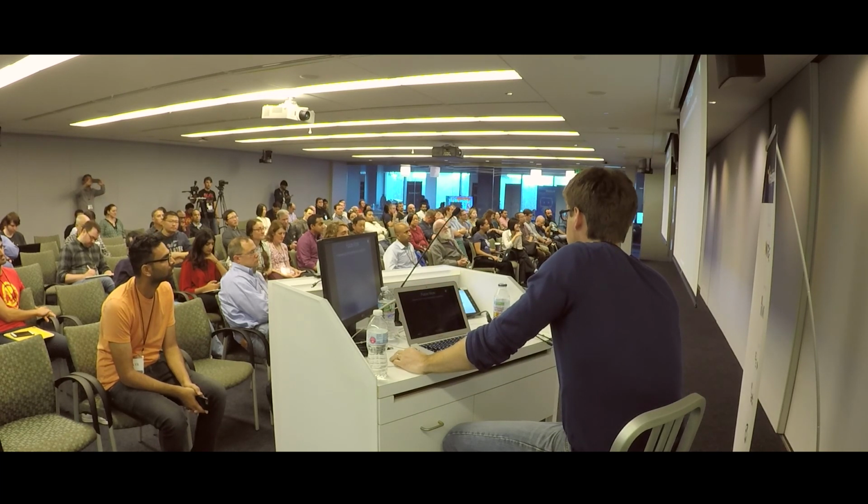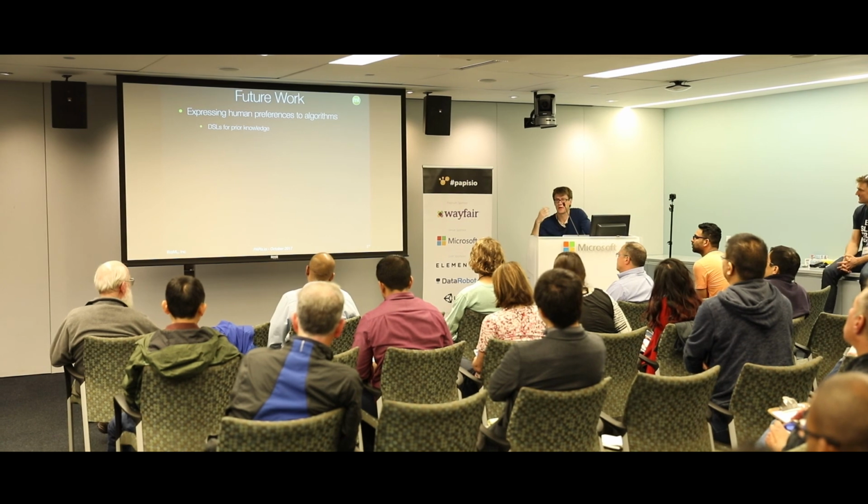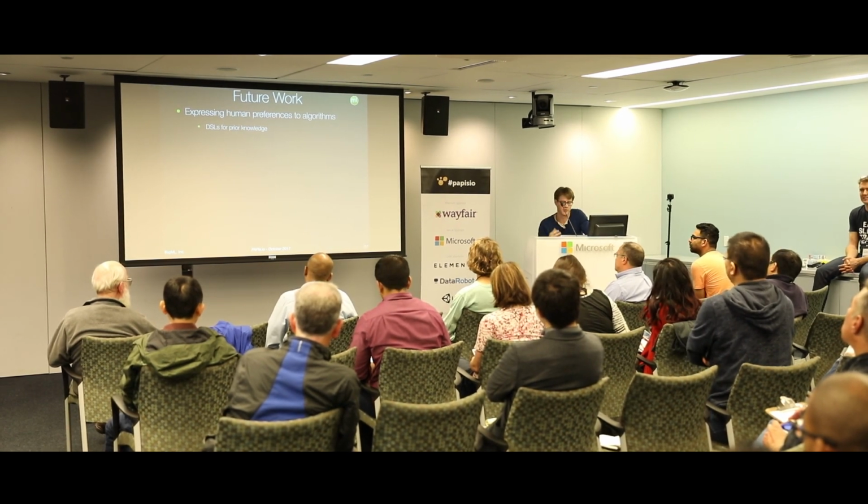So, expressing human preferences to algorithms. This is one place where I feel like we could get better. DSLs are a great tool for this. You have a domain-specific language that allows the user to naturally specify prior knowledge about the domain in some way. Again, this is very vague. I have no idea what form this would take. We're just talking about ways of eliciting information about the domain from the user.